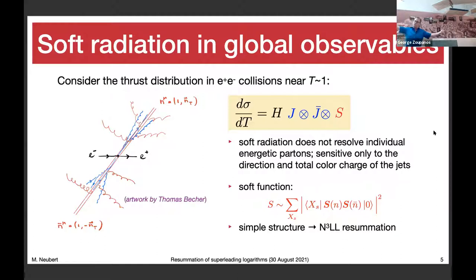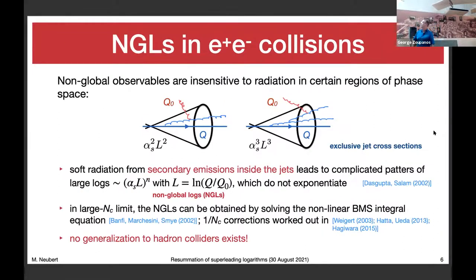It just sees these two highly energetic quarks flying apart, and one gets a soft Wilson line in the direction of those two partons and squares that, and that's the soft function. And because this is so simple, we know how to resum the large logs in such processes to very high accuracy. Now, if we go to non-global observables, such as exclusive jets, where we have a jet, and now a veto outside the jet.